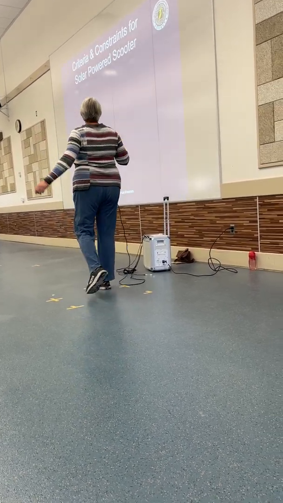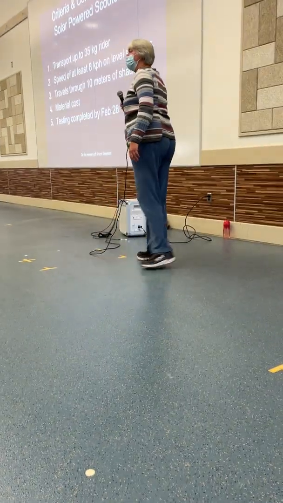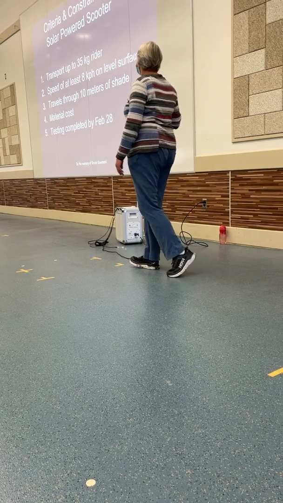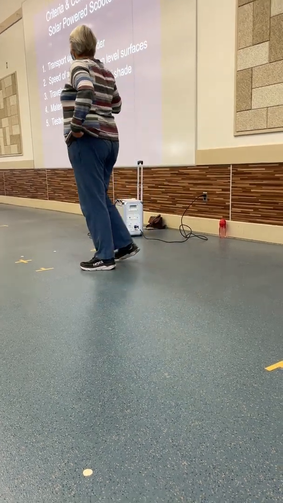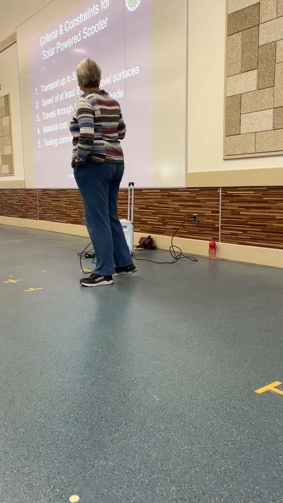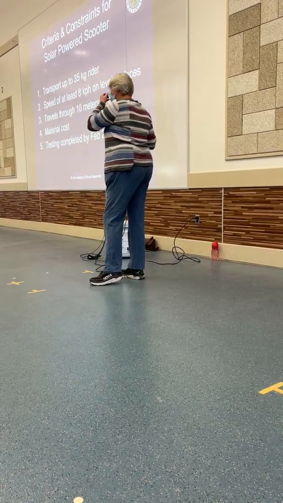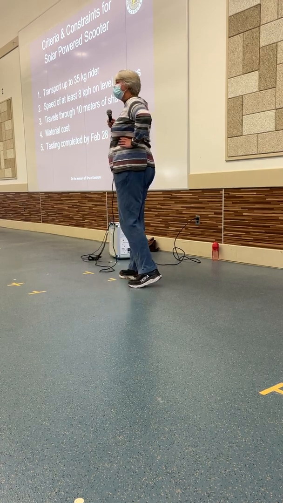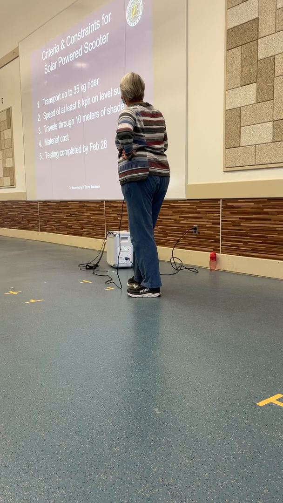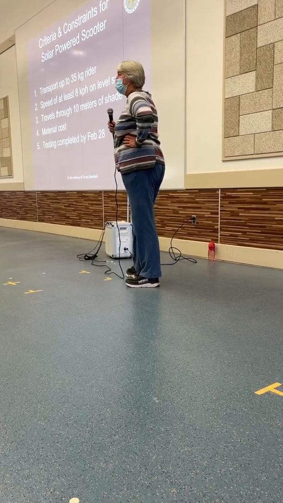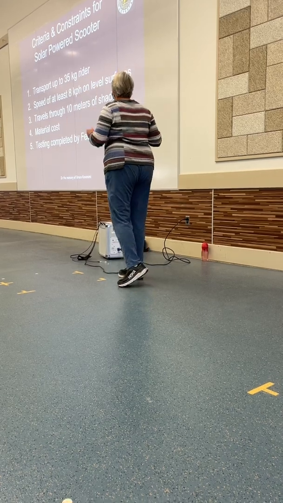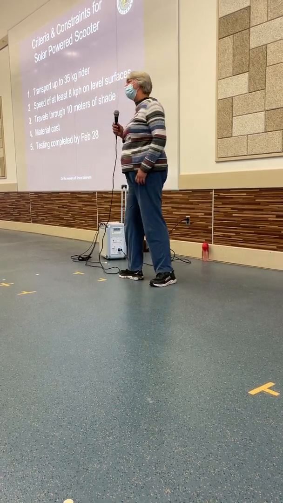All right, next one. So let's think about this for a particular solar-powered scooter, that guy that we talked about at the beginning. And let's say the requirements on it are that it has to transport up to a 35-kilogram rider. It has to have a minimum speed of 8 kilometers per hour on a level surface. It has to travel at least through 10 meters of shade. The material cost, let's say it has to be no more than $100, whatever. And the testing has to be complete by February 28th.